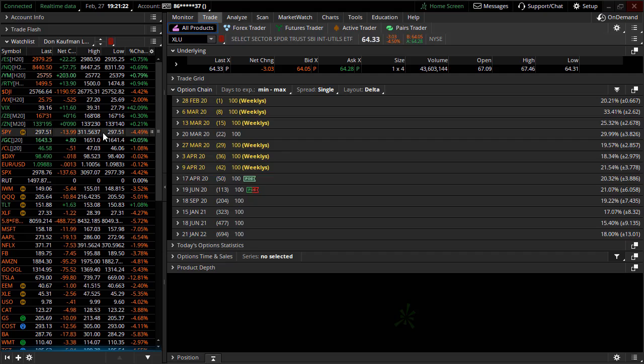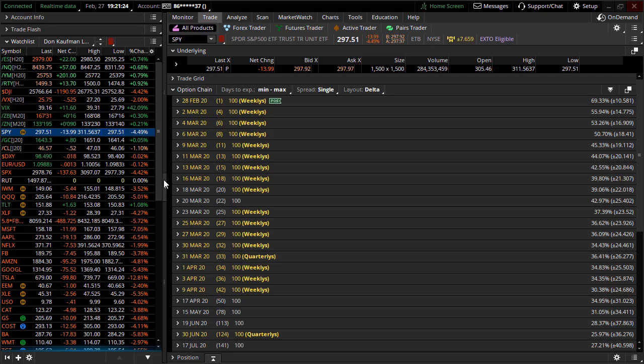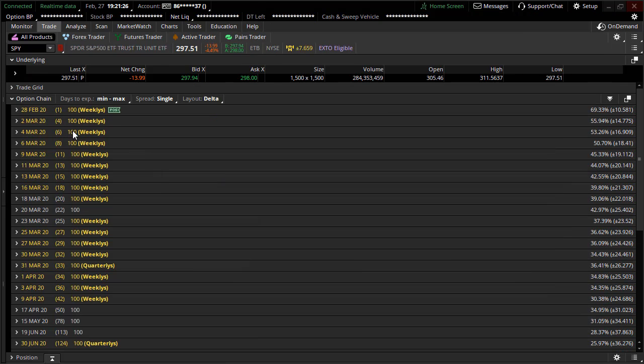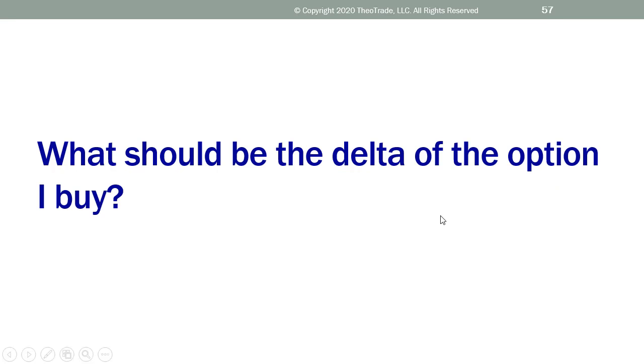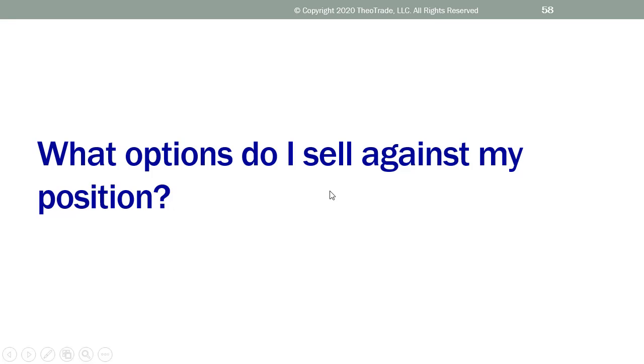Shall we go into the spiders? This is the spiders. There's a 1 day, a 4 day, a 6 day, an 8 day, 11 day, a 15 day. Look at all those things. What options expiration do you select? We'll tell you. What should be the delta of the option I buy? What options do I sell against my position?